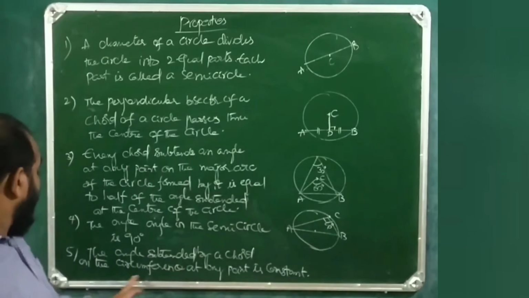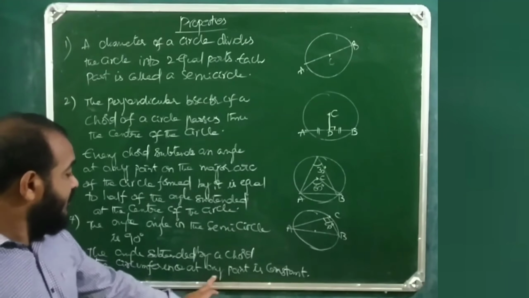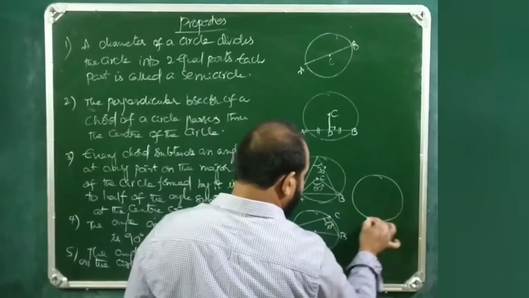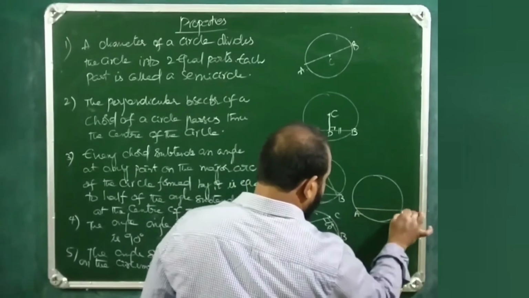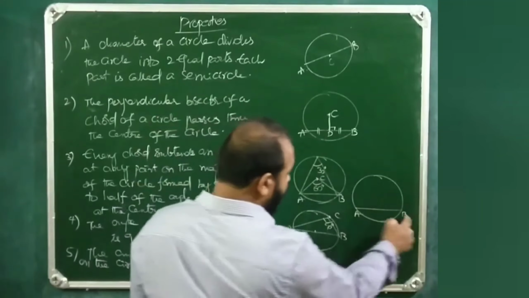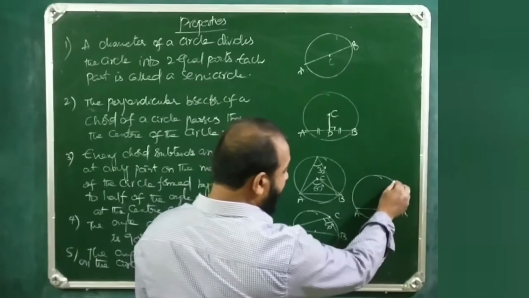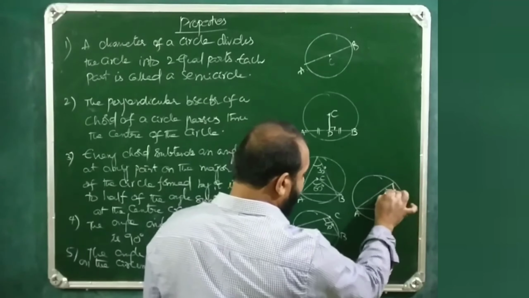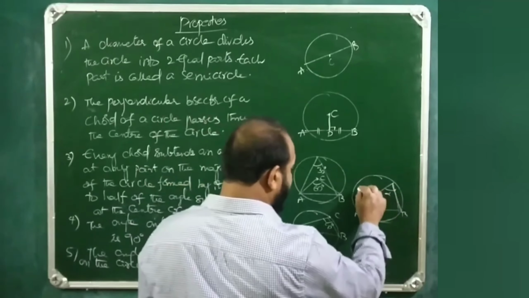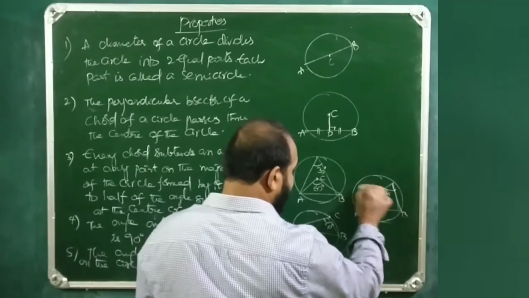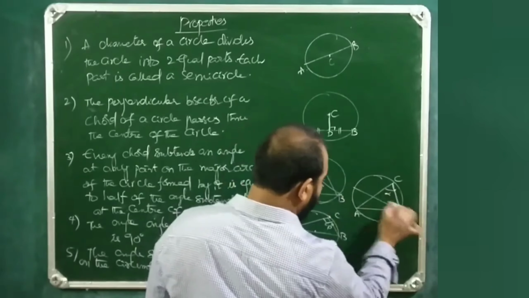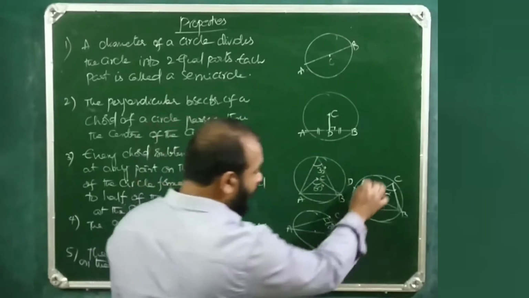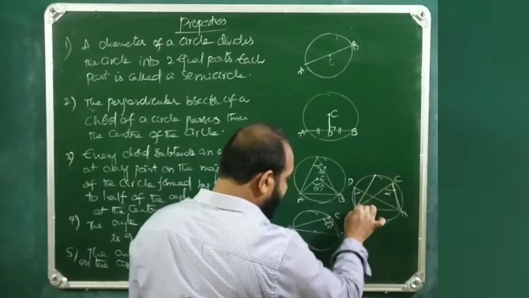The angle subtended by a chord on the circumference at any point is constant. That means, let us suppose that this is the circle and AB is the chord. AB is making an angle alpha here, for example. Then the same chord AB is making an angle of alpha at D. And so is the case here. If you take it here, then this also.